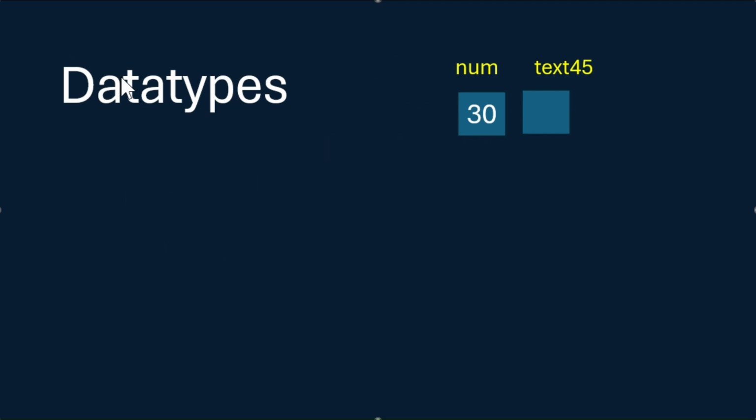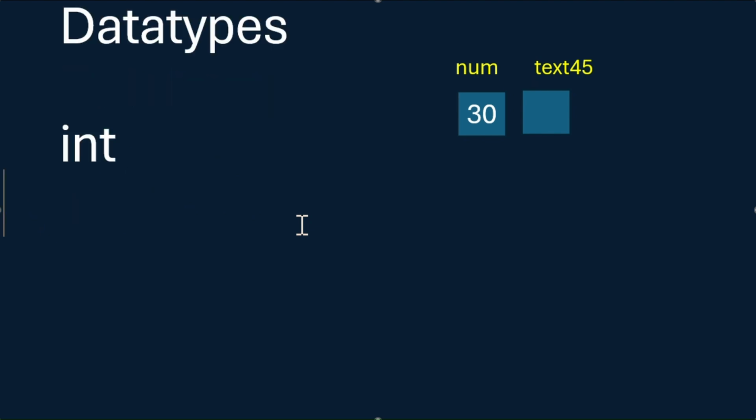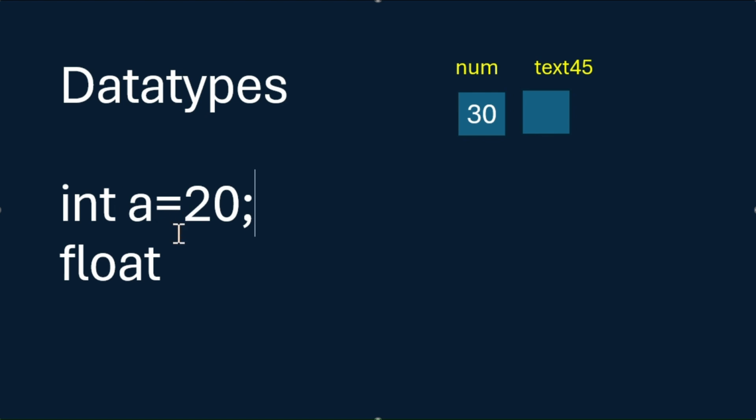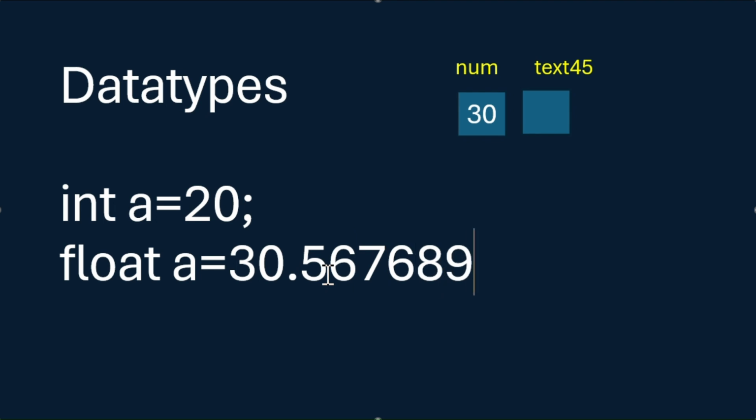The next concept that we'll be seeing is data types. What are data types? We have already seen data types like int and float. For int, the data type is int a equal to 10. We can store any integer values, and in float data types we can store decimal point values, up to 7 digits after the decimal point. 1 2 3 4 5 6 7 digits, that is float.